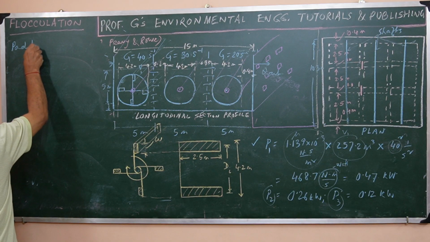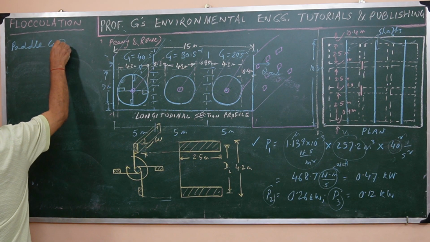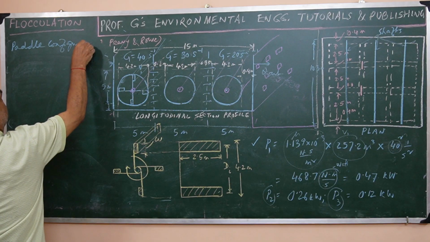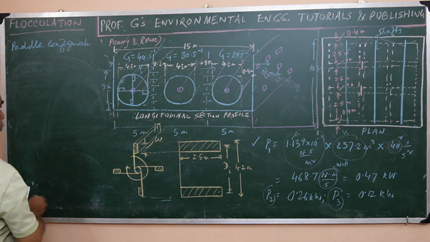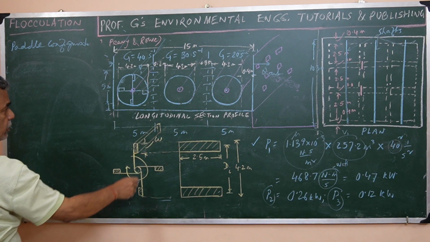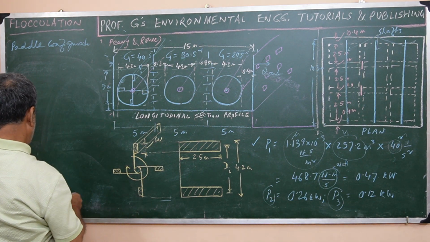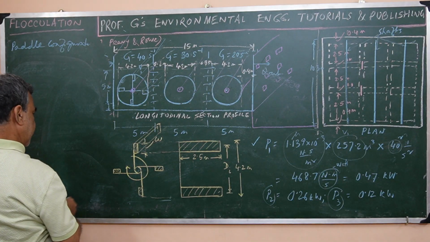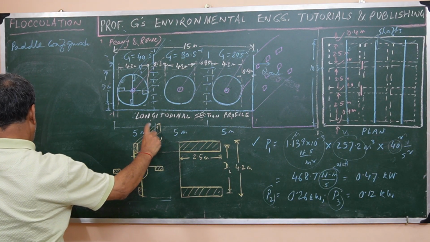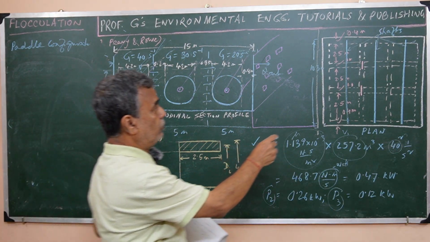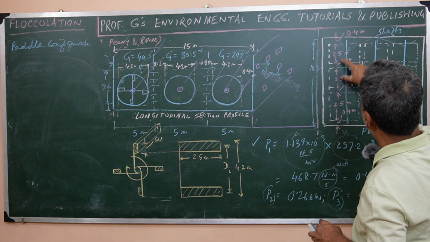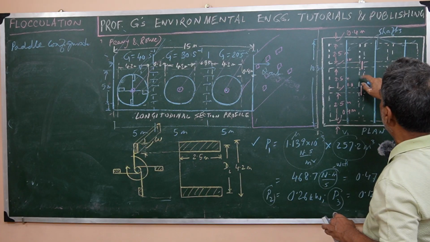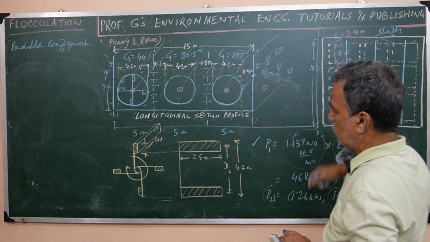Pedal configuration. Each pedal wheel has 4 blades as shown here. So this would be 2.5 meter long, as we have shown this way, and 2.5 meter we have configured like that. This is 2.5 meter, 2.5 meter, 2.5 meter. So that is how it is taken.